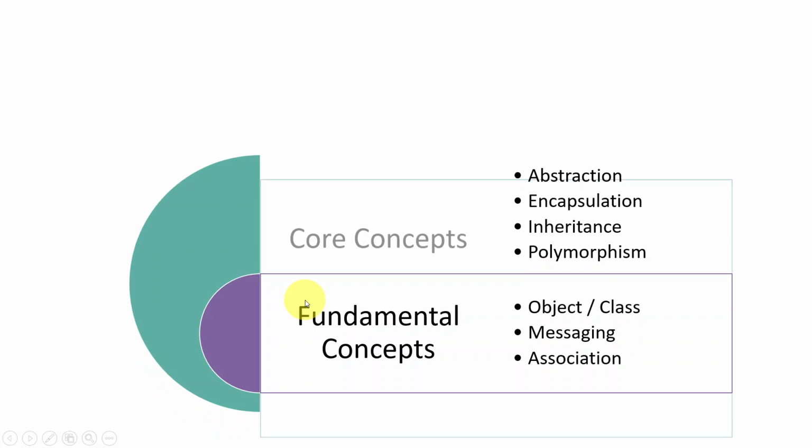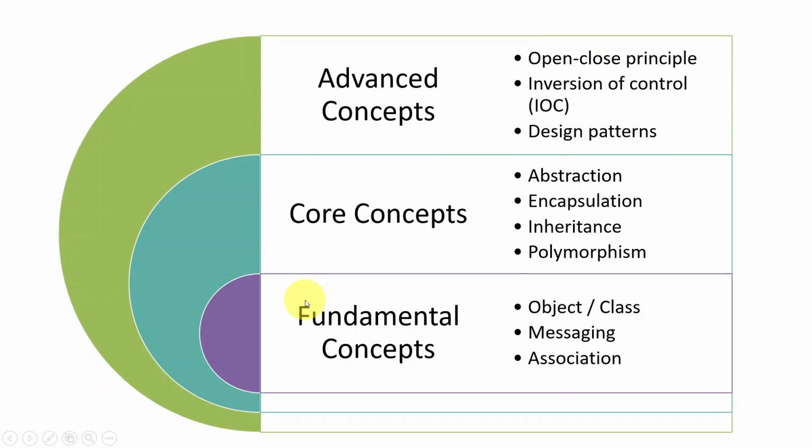So we can understand object-oriented software development in three levels: the fundamental concepts, the core concepts, and the advanced concepts in object-oriented development. So what are the fundamentals? The concept called object or class, the concept called messaging, and the concept of association. Those are the fundamentals of object-oriented programming.